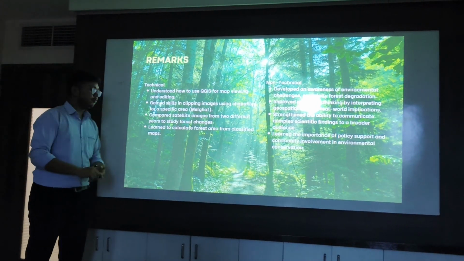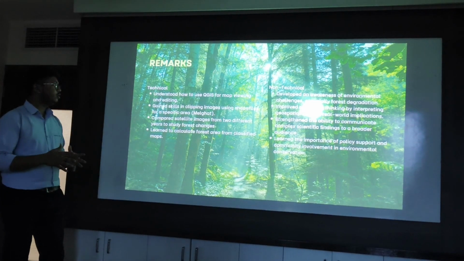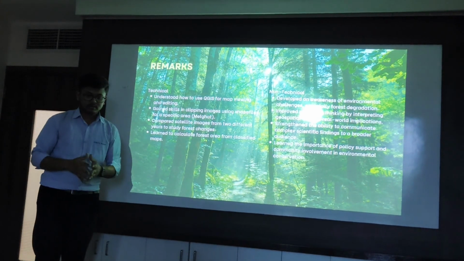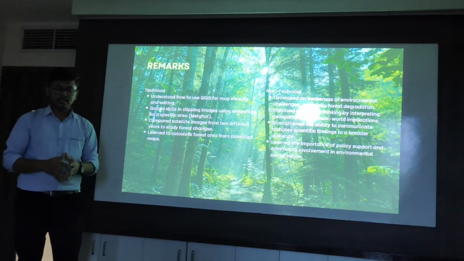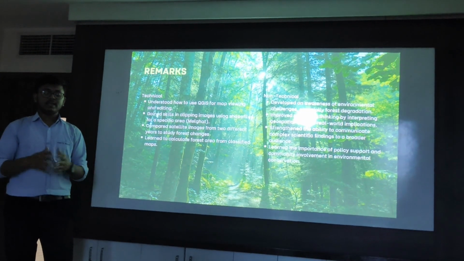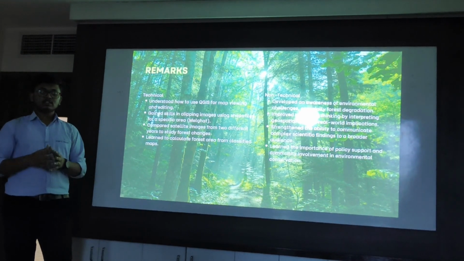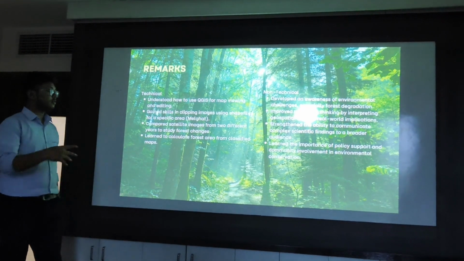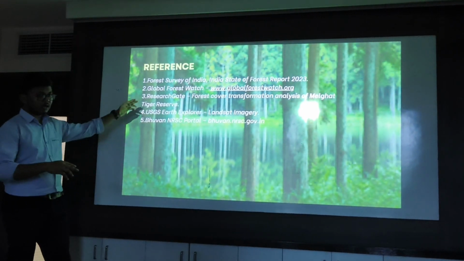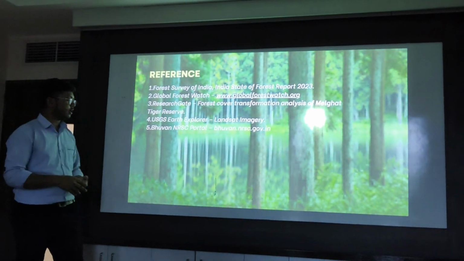So the remarks we have. Technically, we have understood how to use QGIS for map viewing and editing. Then technically this project enhanced our skill in QGIS, image processing and classification workflows. Non-technically, it highlighted our awareness of conservation challenges and the importance of data-driven decision making. These are the references which I have used while preparing this case study.